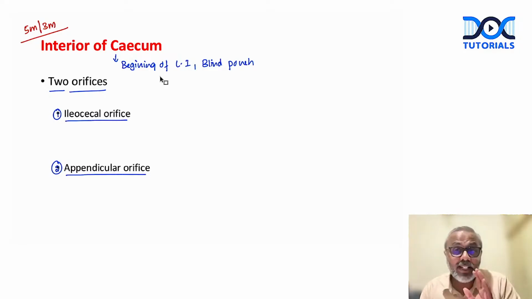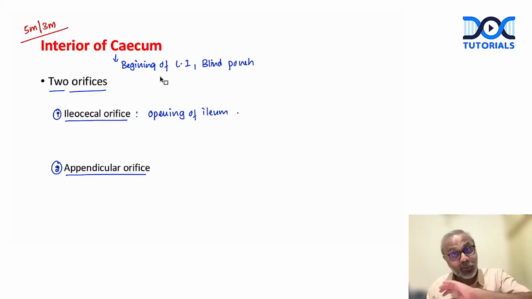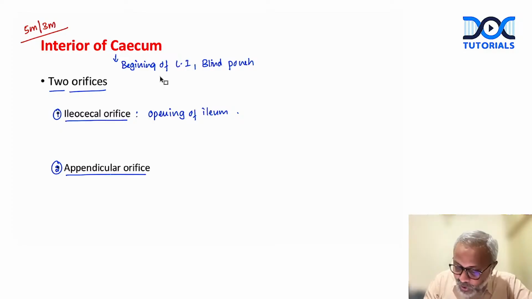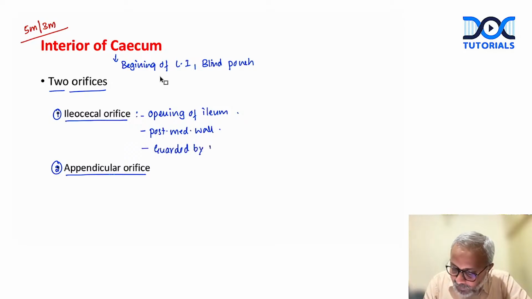Now, what is the ileocecal orifice and where is it present? Okay, remember, the ileocecal orifice represents the opening of the ileum, right? So the ileum opens into the interior of the cecum, and where is this opening present? This is present in the posteromedial wall, right? Now, what is the structure of this ileocecal valve or ileocecal orifice? So this ileocecal orifice is guarded by a valve.